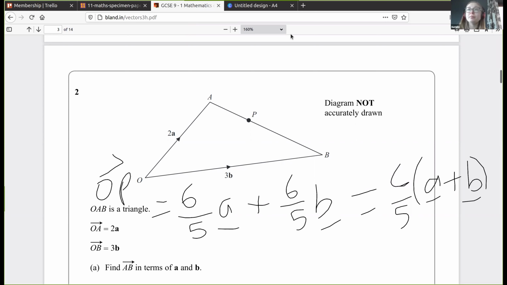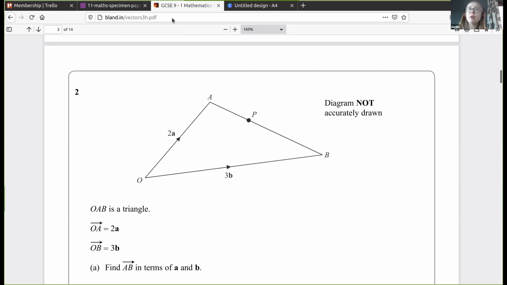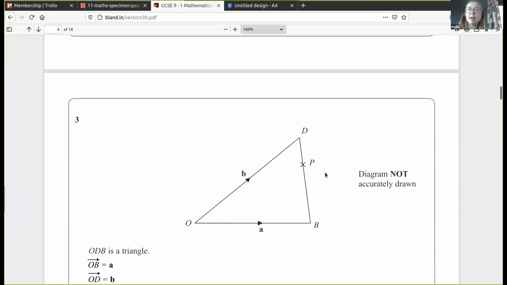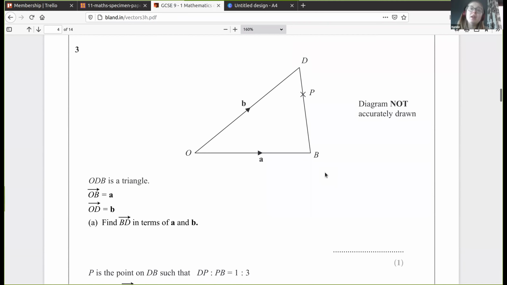Excellent stuff. We're going to have a go at another one. I'm going to walk you through it so that you can see all vectors questions follow the same pattern. It's exactly the same pattern for this question.